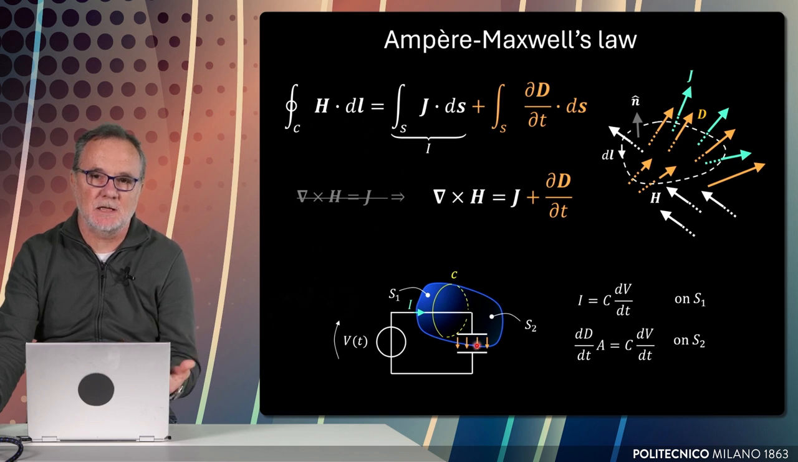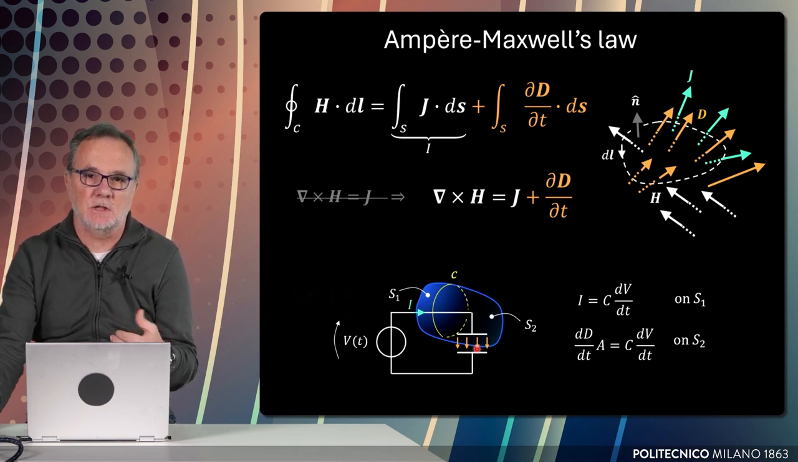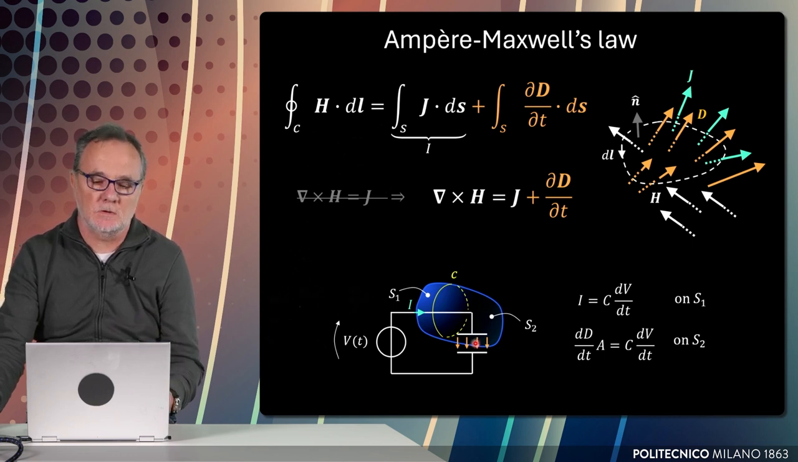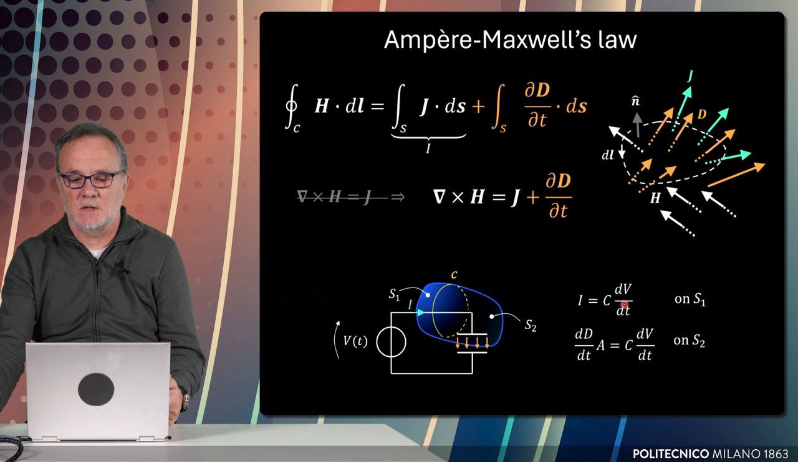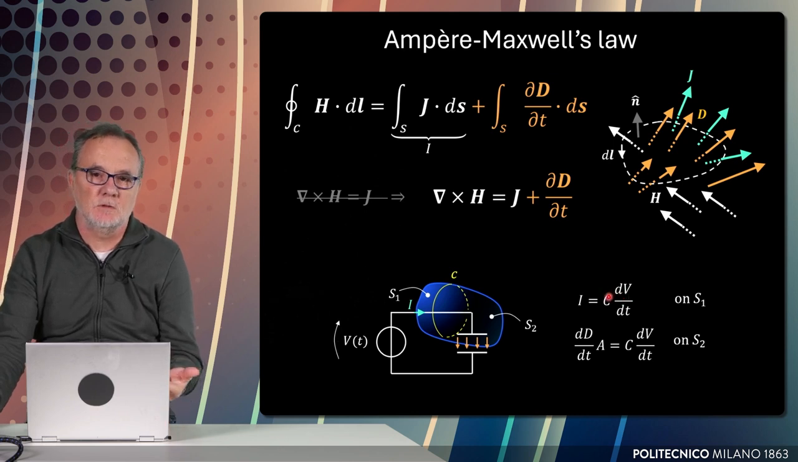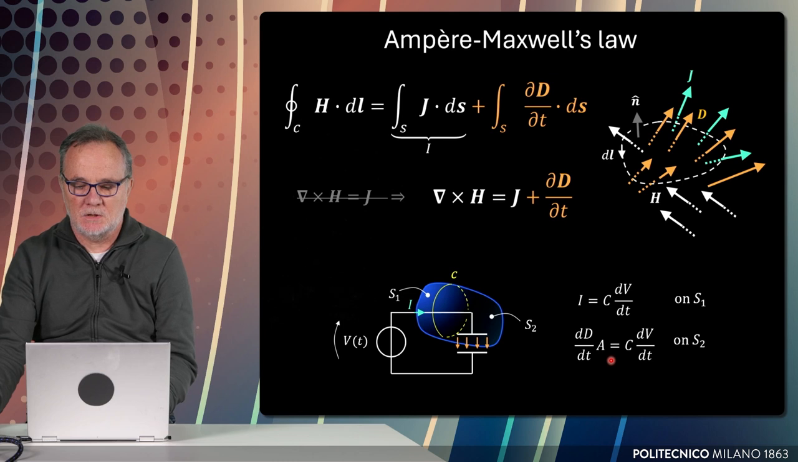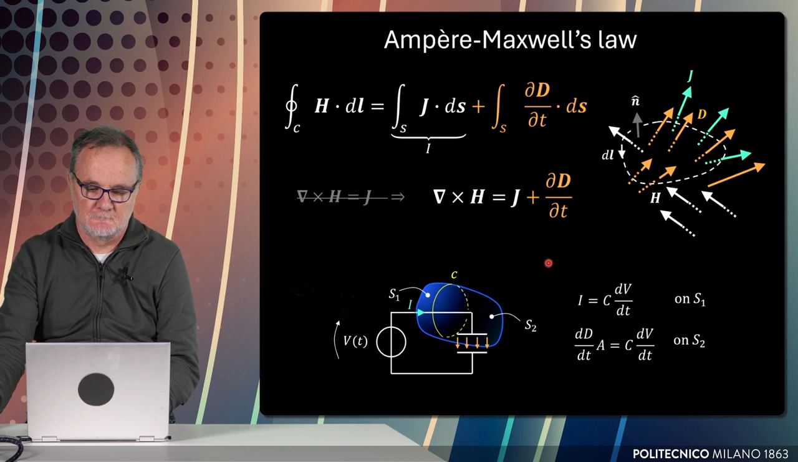We know that in the capacitor, there is a D field, there is an E field, and this time-varying flux corresponds to a current. We can call this current displacement current. So the well-known equation that gives the current in terms of the time derivative of the voltage, multiplied by the capacitance of the capacitor, can be obtained as a result of Ampere-Maxwell law.